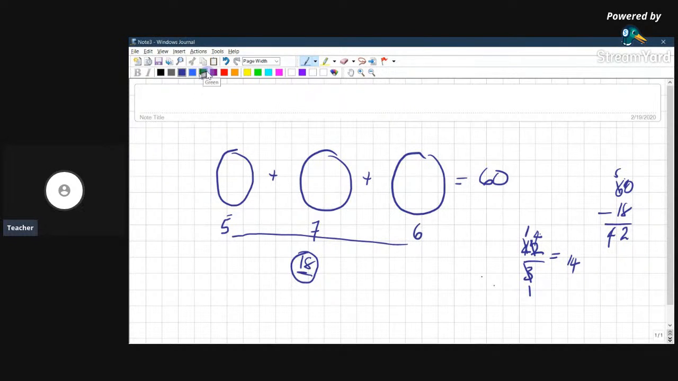Let me swap colors here. Let's make that a purple. We have 14 students here in each class.